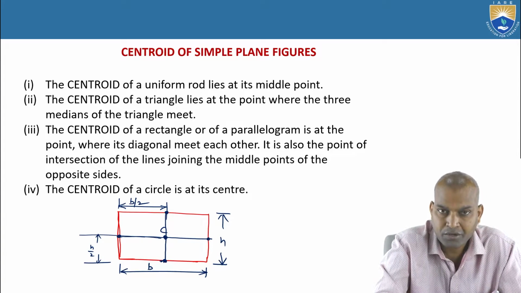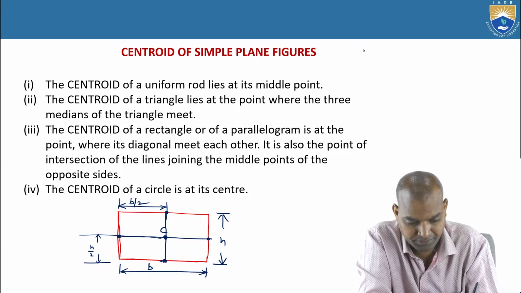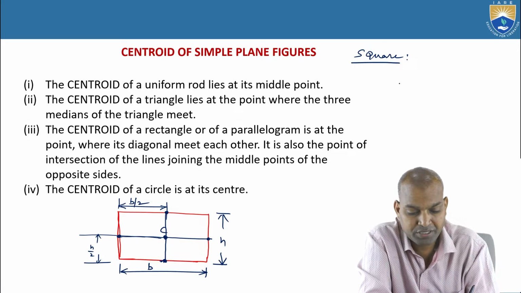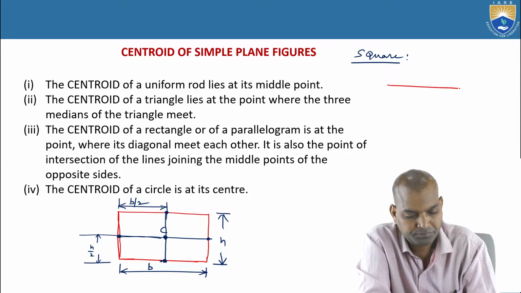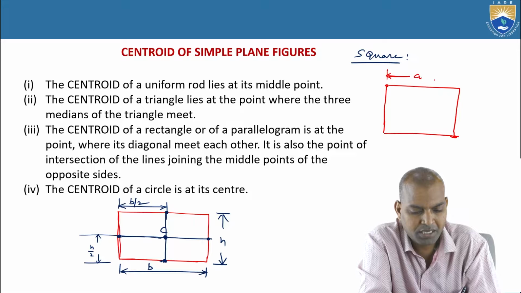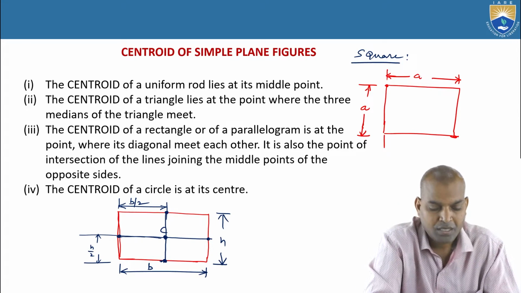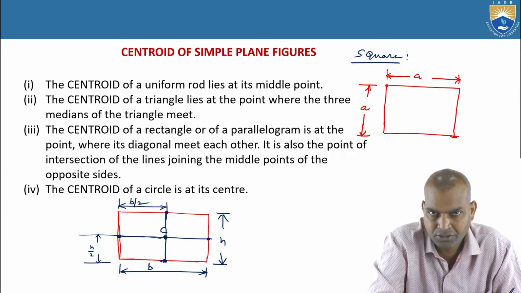What is the centroid of a square? The centroid of a square is not mentioned here. What is the centroid of a square? If you consider that all sides are equal, it is A, and here it is also A. What is the centroid of this square? The center of the square is the same as the centroid of a rectangle.